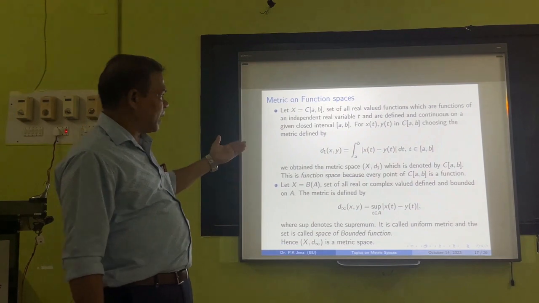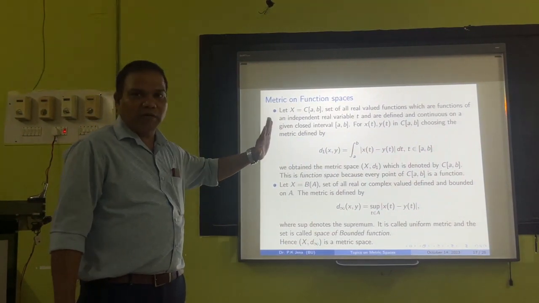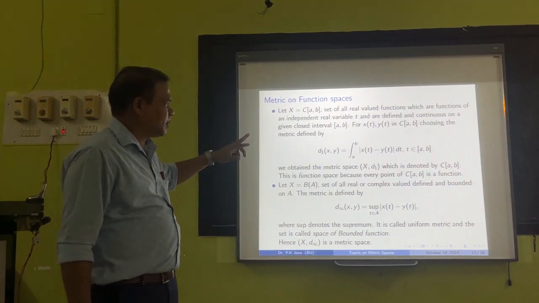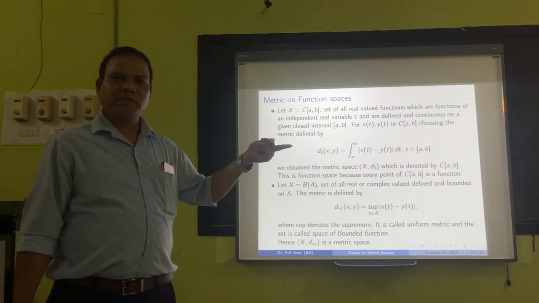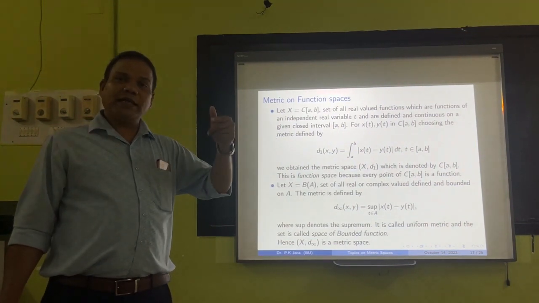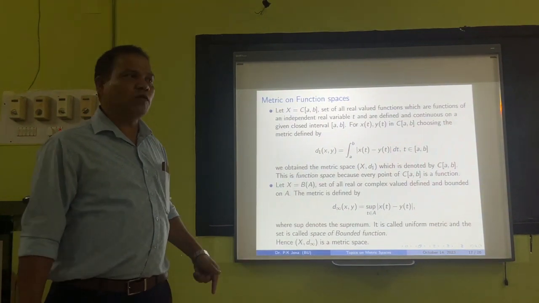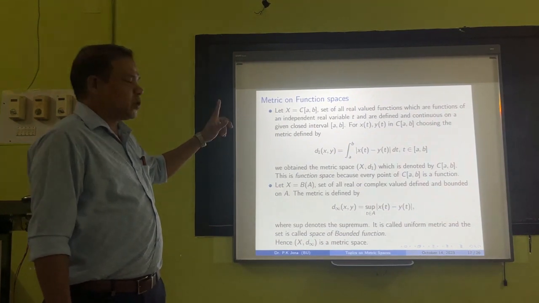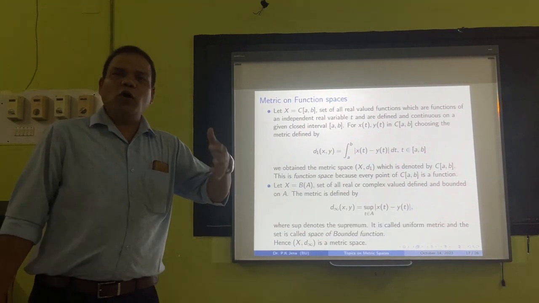The interesting fact is, here we define d1 of x, y. I will tell you why we have written d1. d1 of xy is the integral from a to b of the modulus of x(t) minus y(t) dt. If we write d2 of xy, can you tell what the corresponding metric for C[a,b] will be? Definitely one can guess d2 of xy will be the integral from a to b of the modulus of x(t) minus y(t), whole squared, dt, whole to the power 1 by 2.